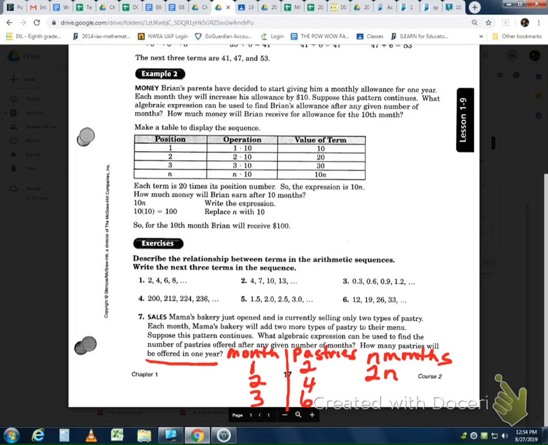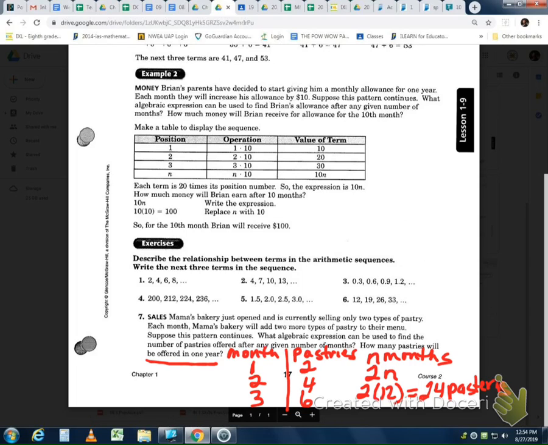Now, the last question is, how many will be in 1 year? Well, how many months are there in 1 year? 12. So we're going to do 2 times 12. How much is 2 times 12? 24. So 24 pastries. That's how many pastries will be offered in 1 year.